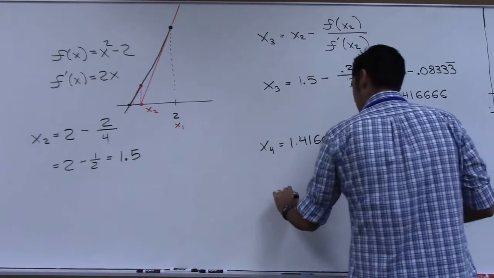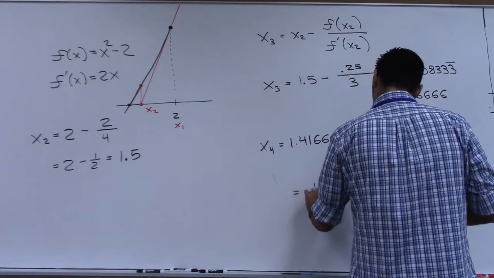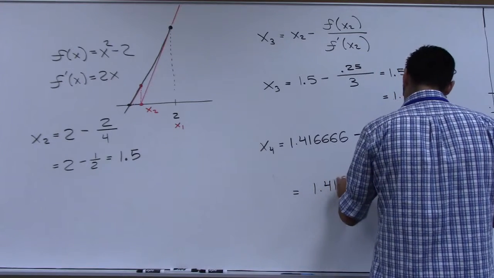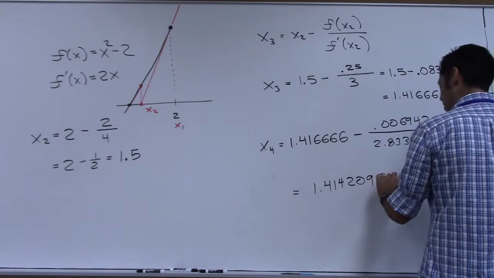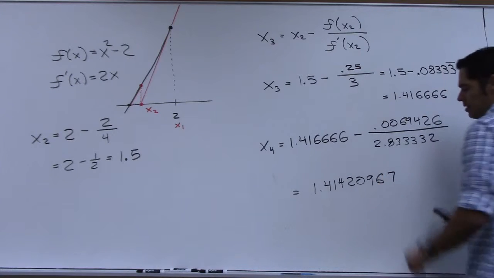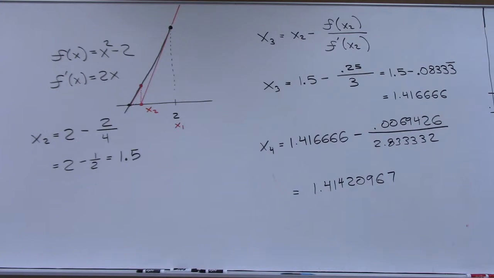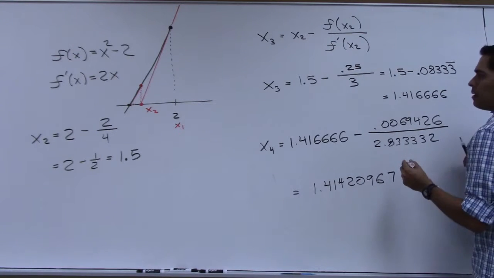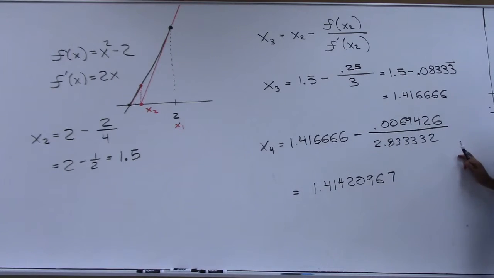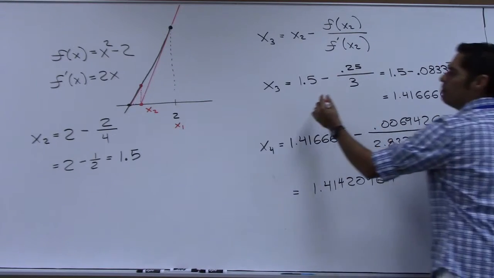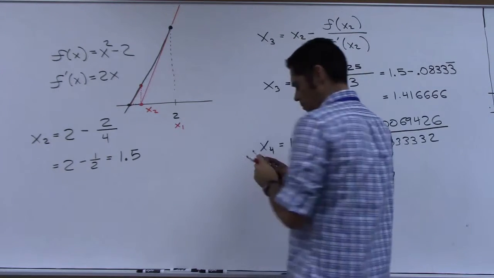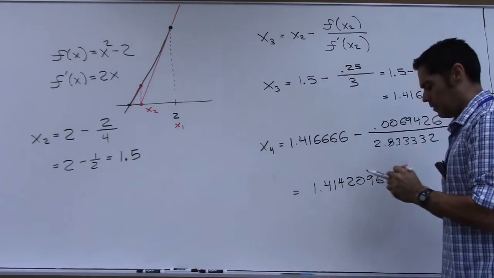I'm getting on the next, this is turning out to be 1.4142096.7, let's just say. So look, when I did it the first time, if we list out the numbers, let's list them out, just for fun.